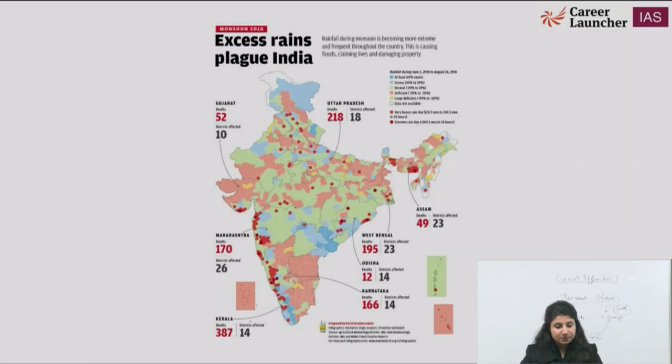Excess rains plague India. Rainfall during monsoon is becoming more extreme and frequent throughout the country. This is causing floods, claiming lives and damaging property, undoubtedly. Gujarat, UP, West Bengal, Assam, Maharashtra, Kerala, Karnataka, everywhere there is flooding, and if you see, they are the prominent states of our country.